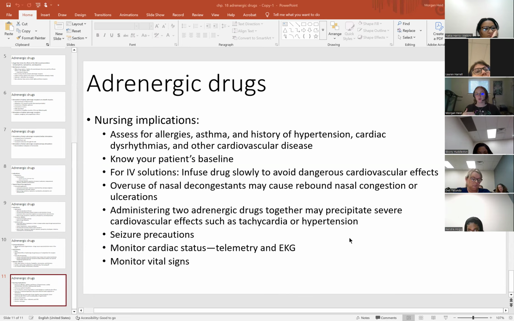Because of the cardiac risk, we're going to want to put them on a telemetry monitor and do frequent EKGs to make sure that they're not having a dysrhythmia. If you take two adrenergic medications together, the risk of these adverse effects is higher, so your patient needs to be monitored more closely. Otherwise, this is the adrenergic chapter. Do we have any questions or concerns?